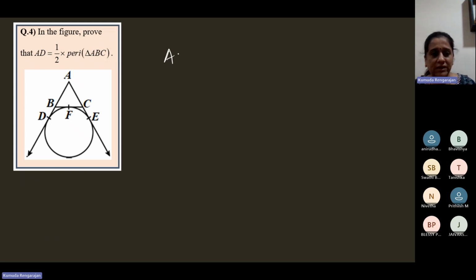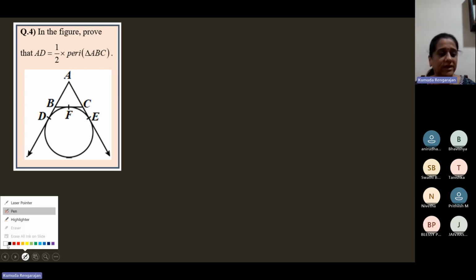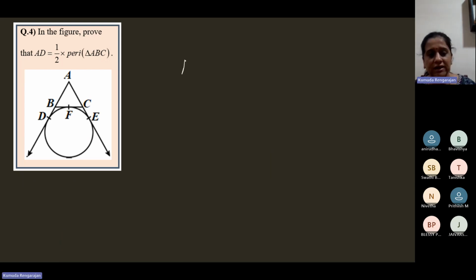Now, be careful. AB and AC are not tangents. AD is a tangent at D and AE is a tangent at E. AB and AC are not tangents. You cannot write AB is equal to AC. The external point is A and AD is a tangent segment. AE is a tangent segment, both from the external point A. So they are equal.